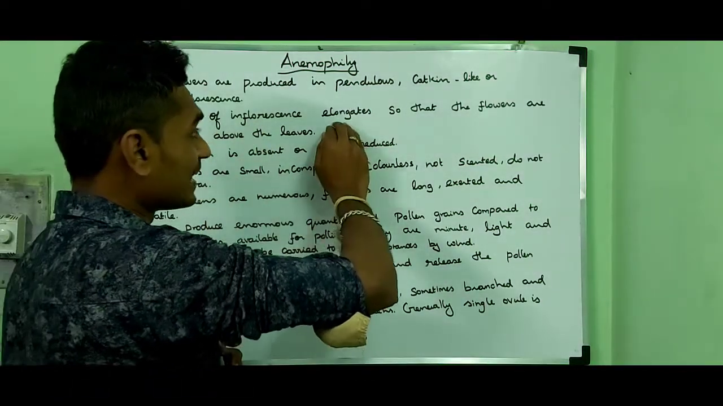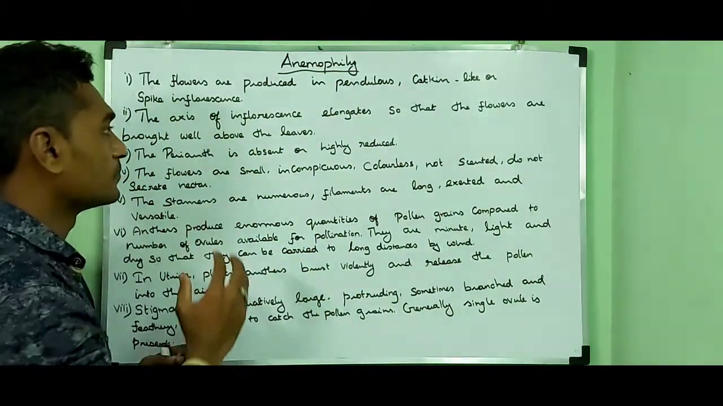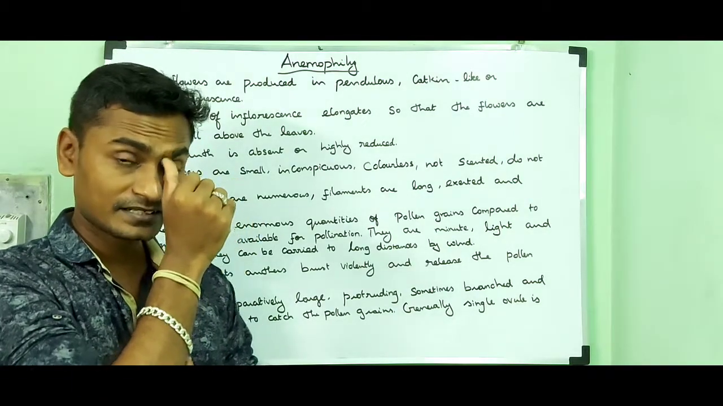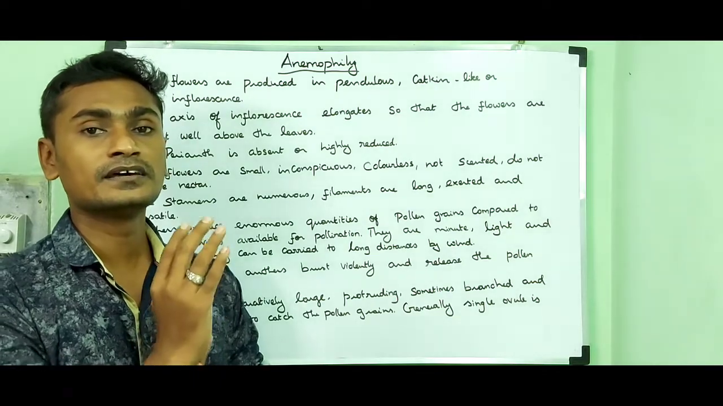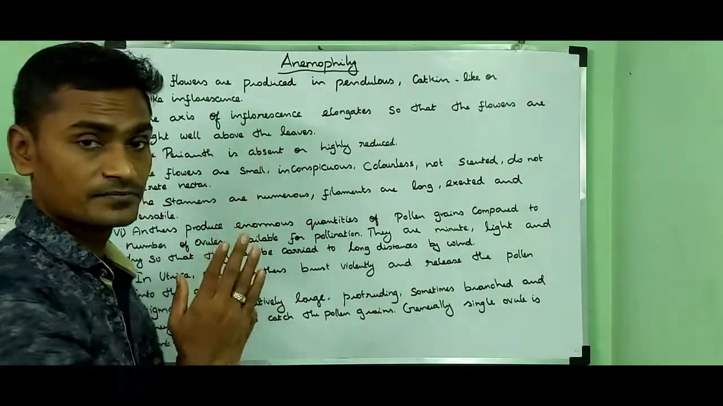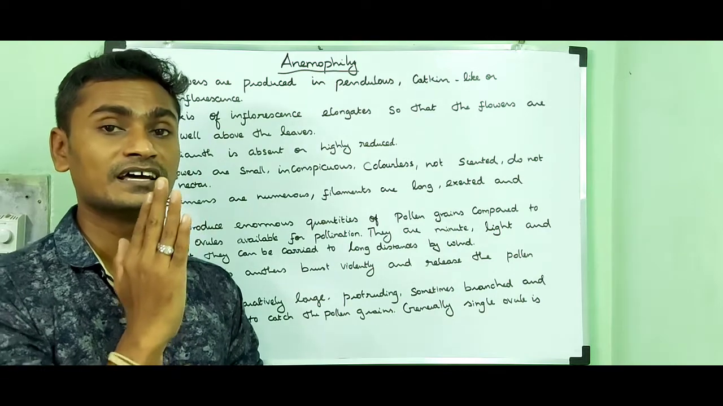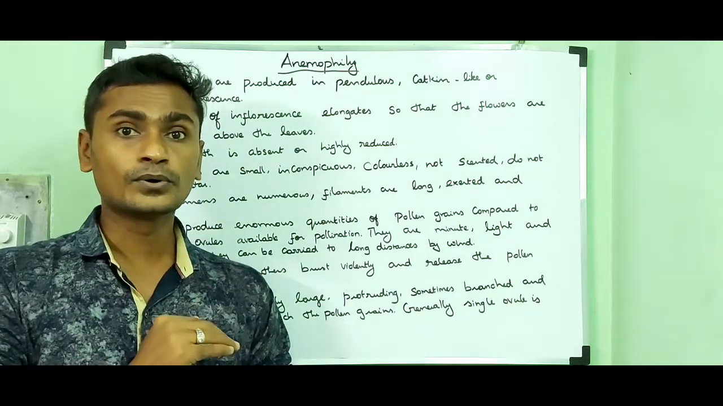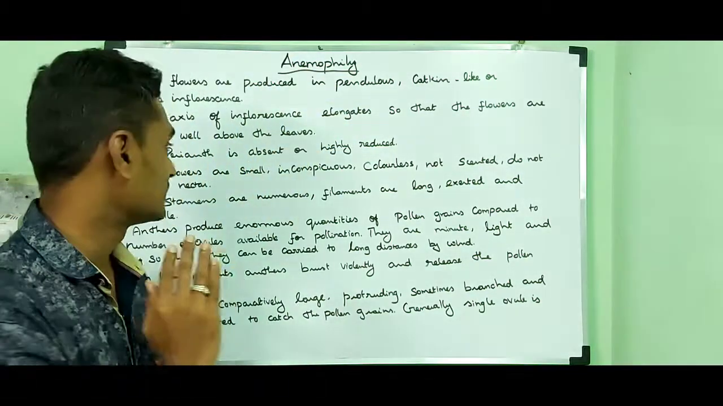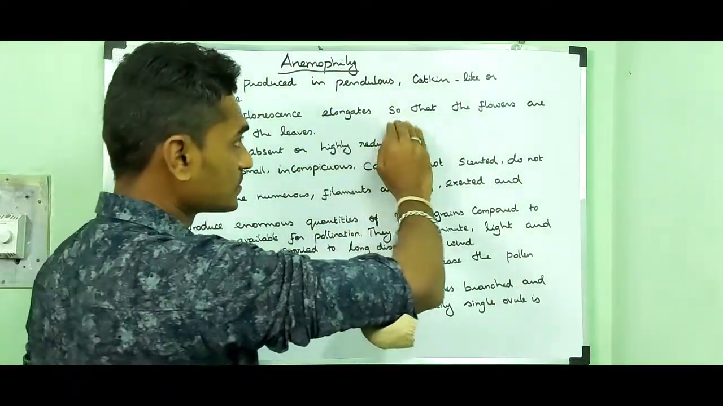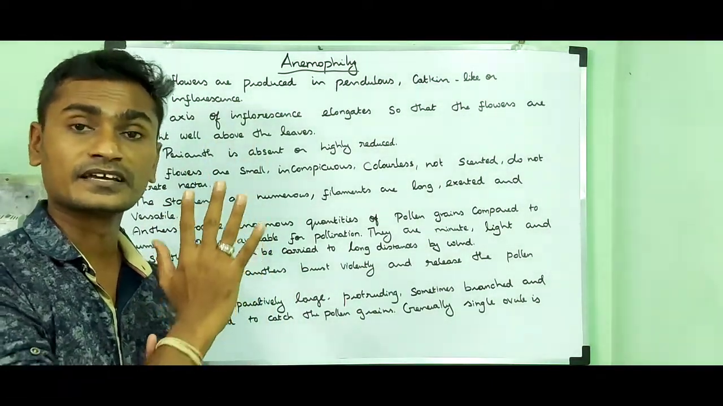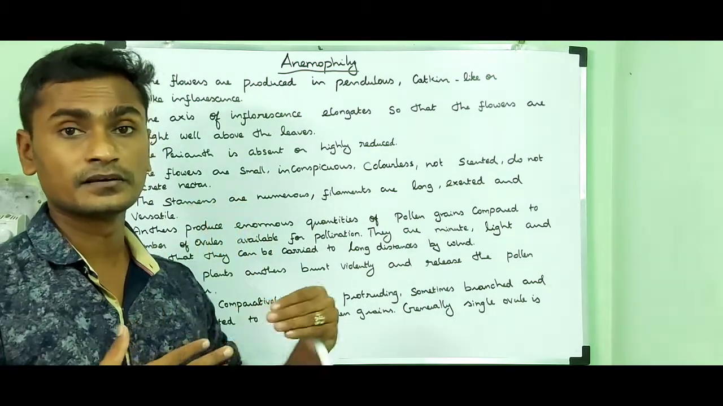Then the axis of the inflorescence elongates so that the flowers are brought well above the leaves. The inflorescence is well elongated, above the leaves. Then only the pollen grains which are carried by the wind can be deposited on the stigma of the flower. That is why the axis of the inflorescence elongates so that the flowers are brought well above the leaves.